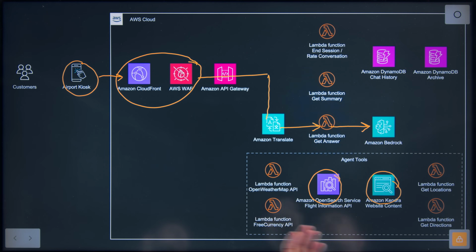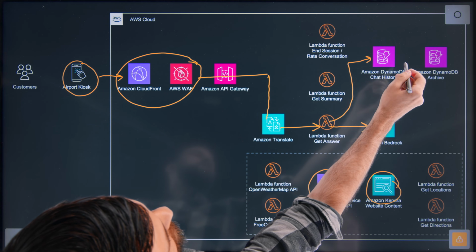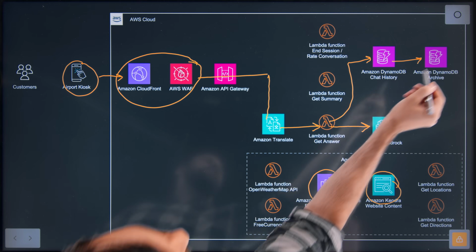Got it. Okay, then on the top of the architecture, I see DynamoDB, the chat history, and also an archive. Maybe you also want to walk us through that flow. Yes, we use Dynamo to capture insights about customer conversations. Okay. So when a customer asks a question, the question is stored in chat history and then is passed to our chat history archive.